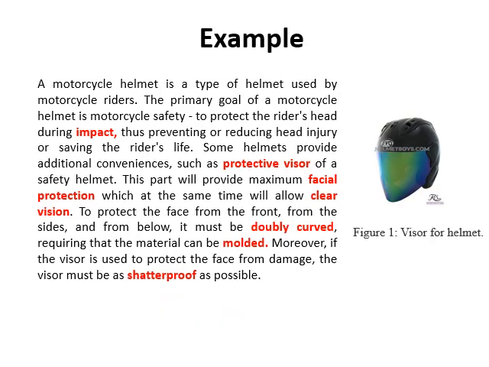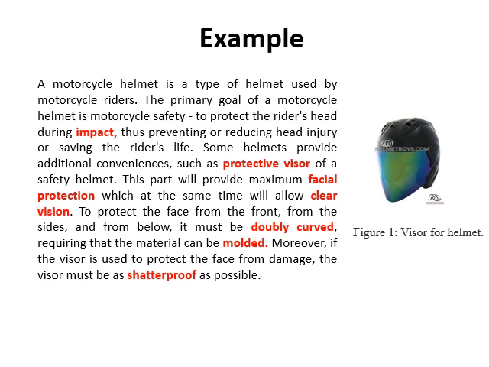So here we repeat the helmet visor material selection. In this case it is much more detailed, so you can have a long statement about the helmet visor. A motorcycle helmet is a type of helmet used by motorcycle riders. The primary goal of a motorcycle helmet is motorcycle safety, which is to protect the rider's head during impact, thus preventing or reducing head injury or saving the rider's life.